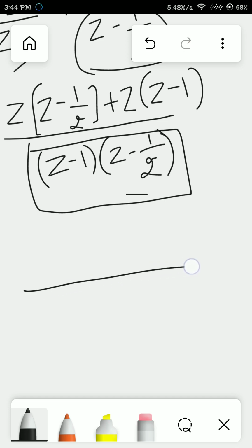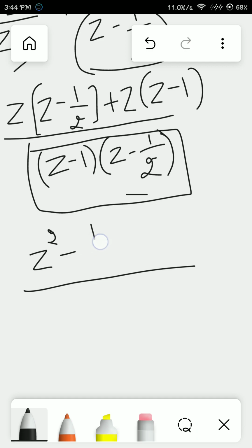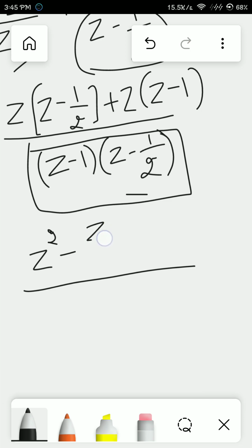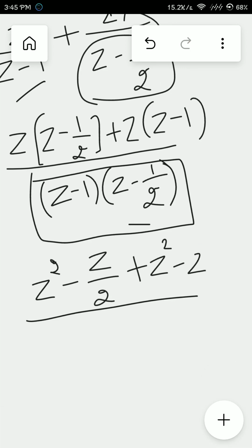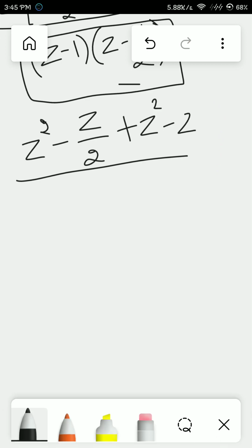So what is multiplication? First I'll multiply z into z, that is z square, minus z by 2. Z minus z by 2 plus z square, that is minus z, right? So this is divided by z minus 1 into z minus 1 by 2. Right? Did you get it?